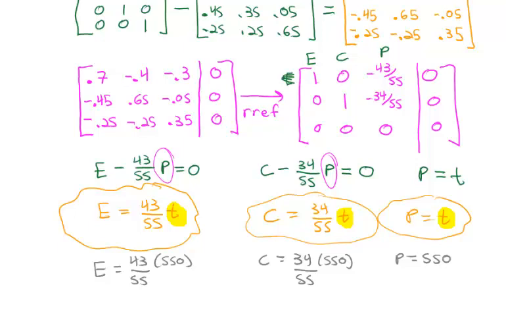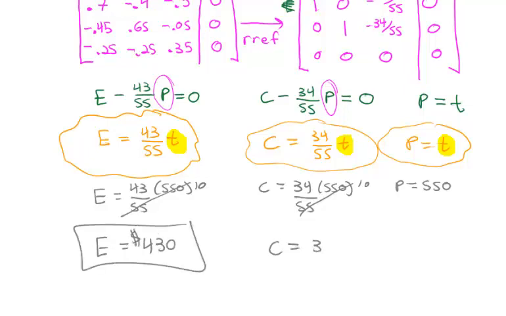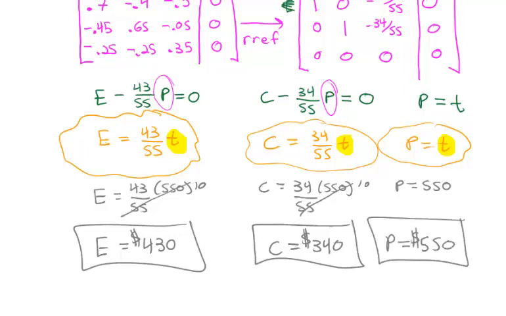You can do this math on the calculator, or you can do this math almost mentally, because 550 over 55 is 10. So that makes it really easy to determine that the electrician should be paid $430. The carpenter should be paid $340. And the plumber should be paid $550. And then they would have a fair amount of pay, input equals output, for their work.